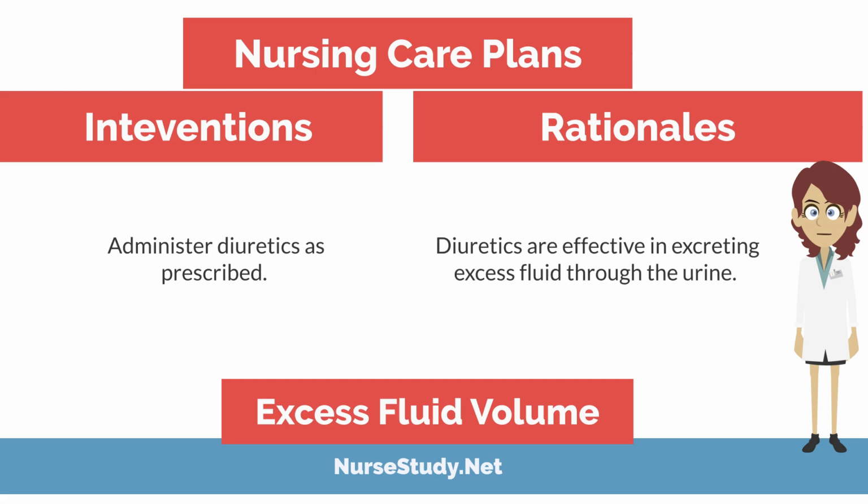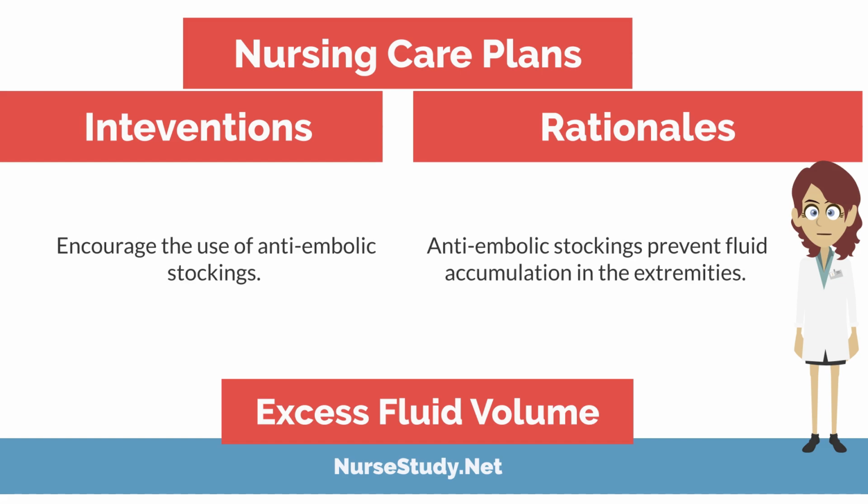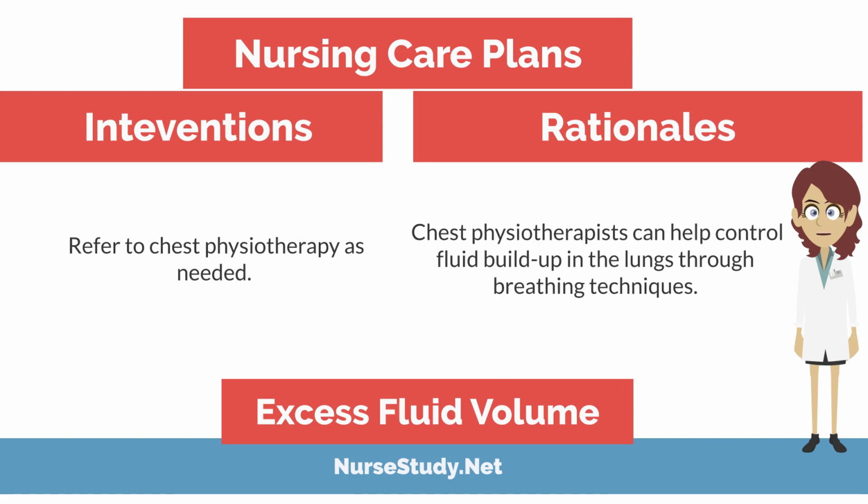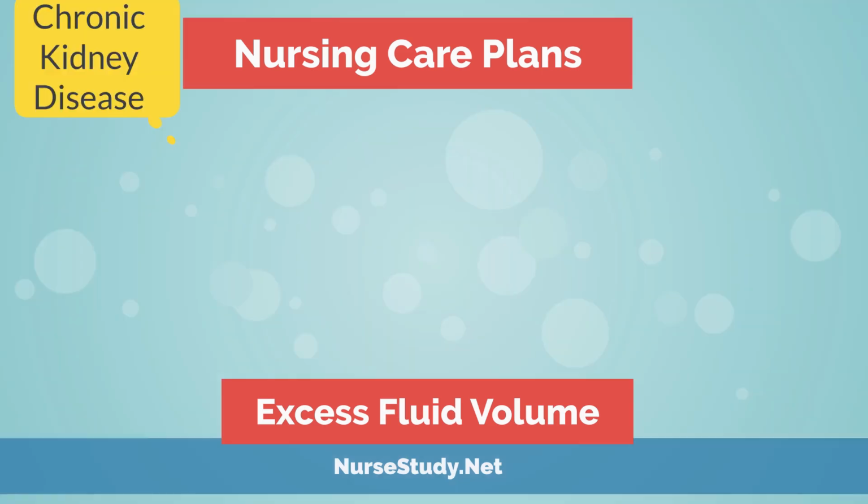Intervention: administer diuretics as prescribed. Rationale: diuretics are effective in excreting excess fluid through the urine. Intervention: encourage the use of anti-embolic stockings. Rationale: anti-embolic stockings prevent fluid accumulation in the extremities. Intervention: refer to chest physiotherapy as needed. Rationale: chest physiotherapists can help control fluid buildup in the lungs through breathing techniques.